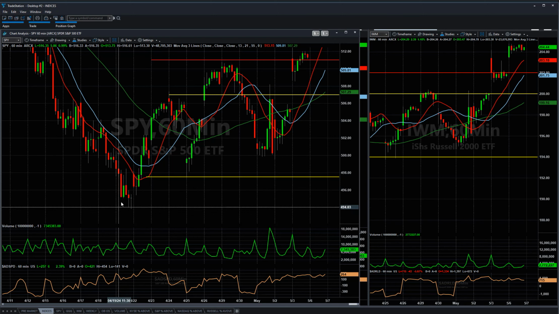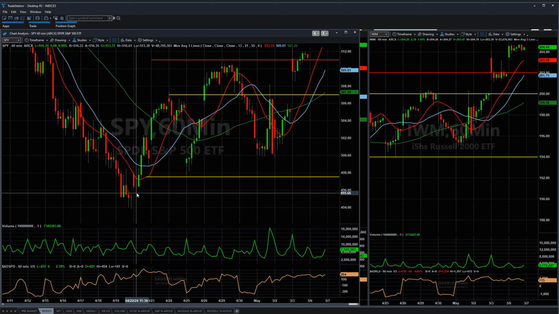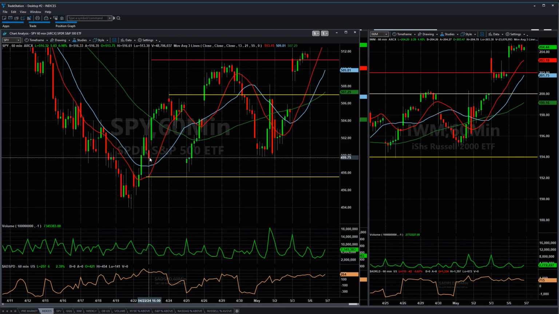Now, I did the numbers and did it in a briefing. You can see this is 3 legs. This is 1 leg, 2 legs, 3 legs. And the leg 3 projected equality coming in right at the 507 area, which is exactly where the Spiders came to. Now, the Qs, I don't think the Qs made it to that point. I think they were shy by a little bit, and I think the Russell was shy by a little bit also.